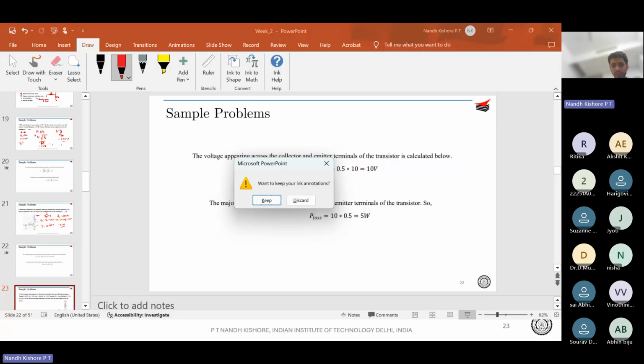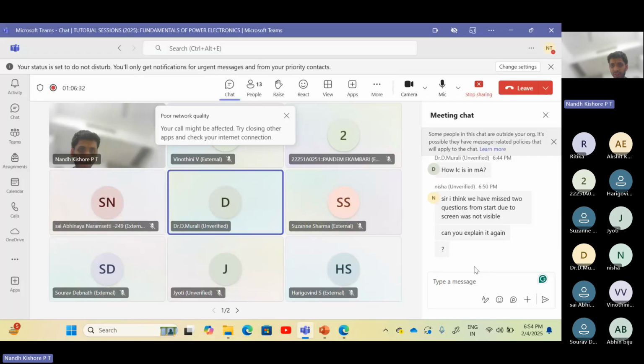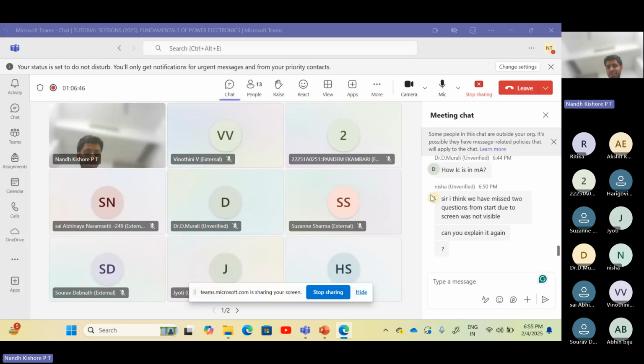Fine. So till this point, you guys have any doubts, or we can go ahead? Is my screen visible to you? I think we missed 2 questions from start due to screen was not visible. Can you explain again? Okay, so right now we have a lot of questions remaining, so we'll just march ahead. But anyway, we will come back to that.